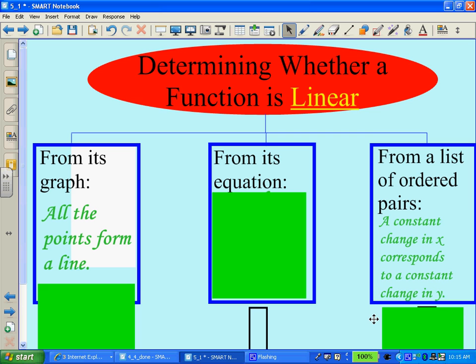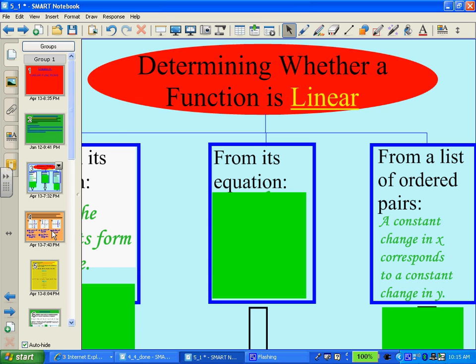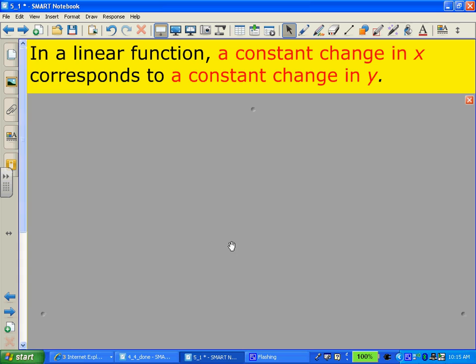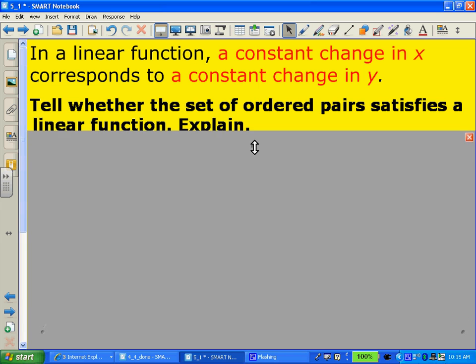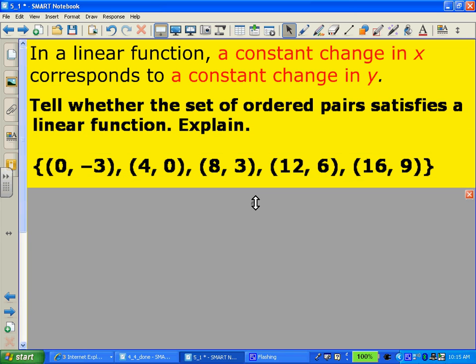Now, let's look at ordered pairs. In order for a function to be linear, we have to have a constant change in x and a constant change in y. Now that sounds kind of confusing, but it's really not when we take a look at it. So in a linear function, a constant change in x corresponds with a constant change in y.